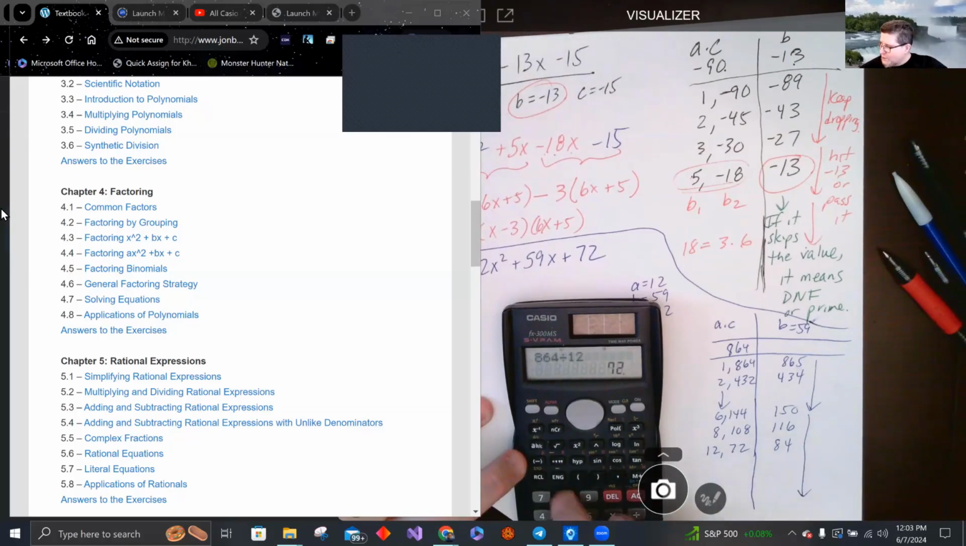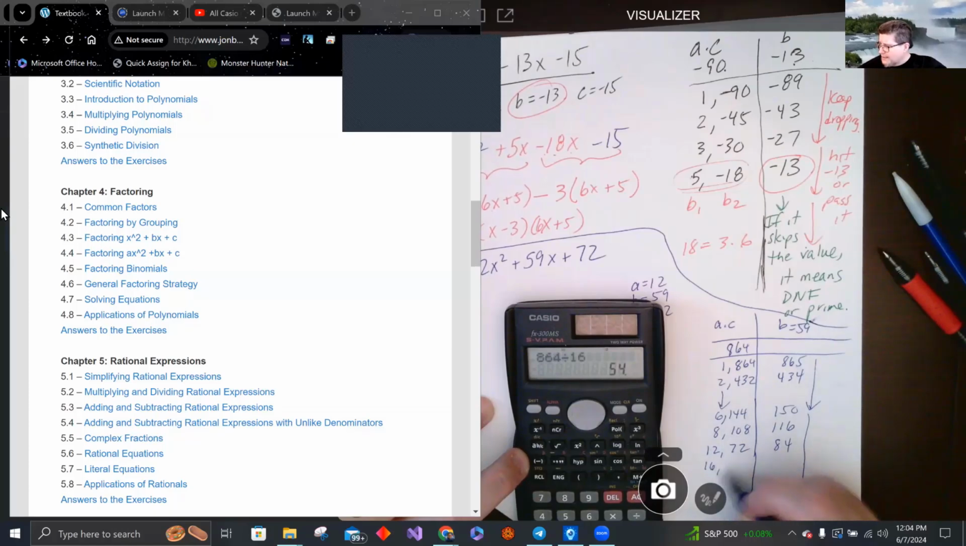Is 864 divisible by 13? No. Is 864 divisible by 15? No, it doesn't end with a 0 or 5. What about 16? Oh, I didn't try 14 yet. Is it divisible by 14? No. I'll show you it's not divisible by 15. It's divisible by 16. 16 and 54 is 70.